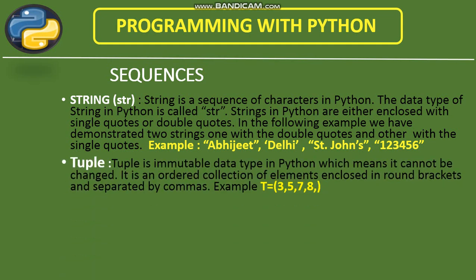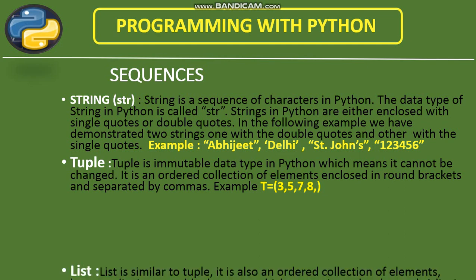Tuple is another type of sequence where data can be stored in round brackets. Here t equals (3, 5, 7, 8), and it will create a tuple containing a sequence of numbers. It is basically immutable. The data of the tuple cannot be changed directly.